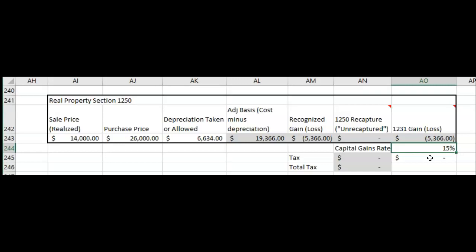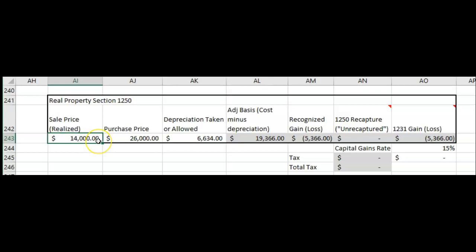So in this case, for a single taxpayer, if they are up to $40,400, their tax rate is 0%. If they make between $40,400 and $445,850, they're at 15%. That would be most people. And then if they make over $445,850 and they're single, then they're going to be at a 20% rate. So I put a 15% rate in here.